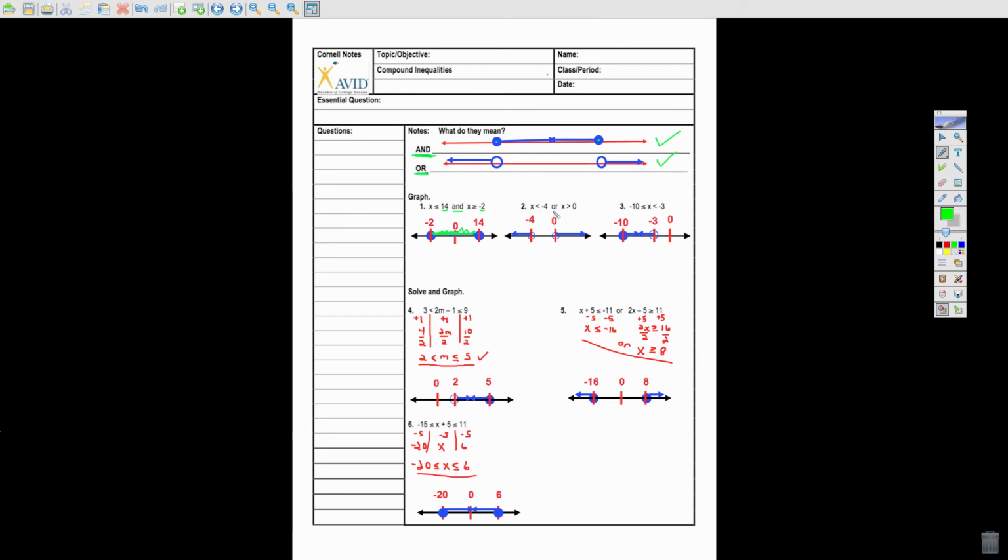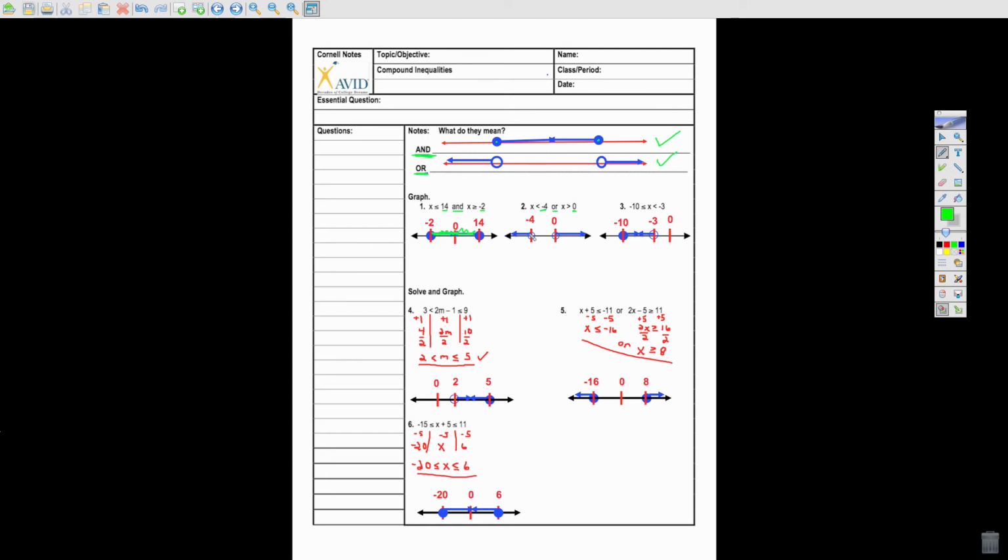Example 2, same type deal. Now we have the word or. So let's set it up. I got 0 because I always put 0 there. In this problem, actually one of the numbers is 0. So we have 0 and -4. Our signs are just less than and greater than, so they're going to be open circles. So you can see the open circles right there.